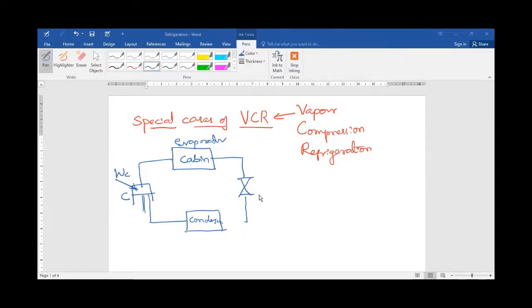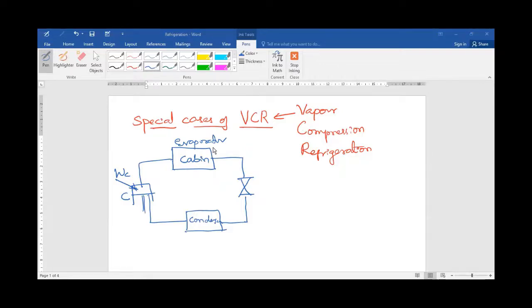Okay. So today we'll discuss the special cases of VCR. VCR stands for vapor compression refrigeration. To understand the special cases of VCR, we need to understand the flow diagram first, how it works. It consists of four major components, which we discussed in the previous class.